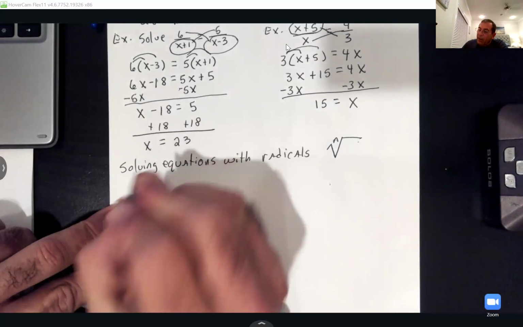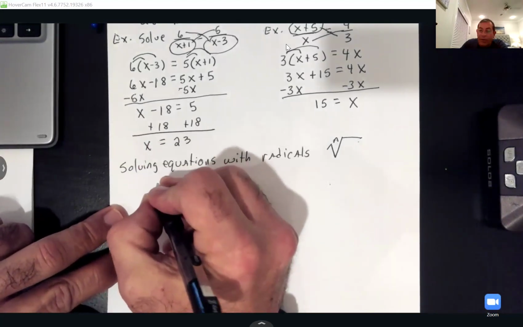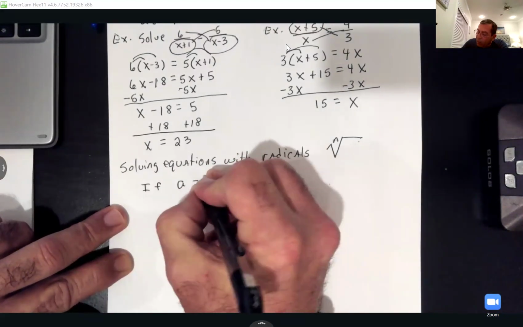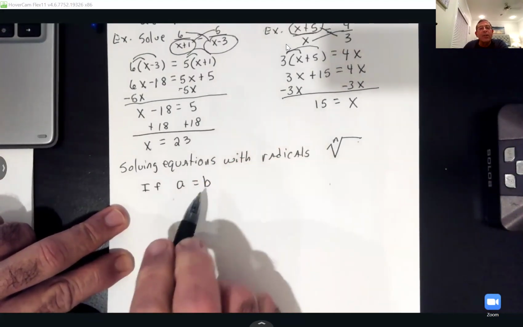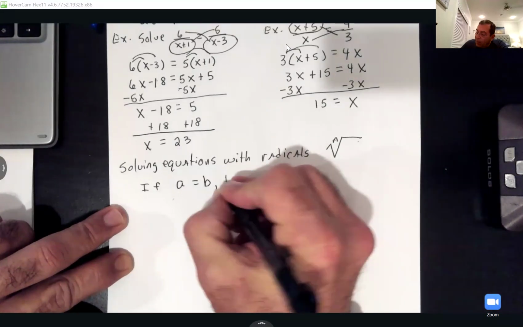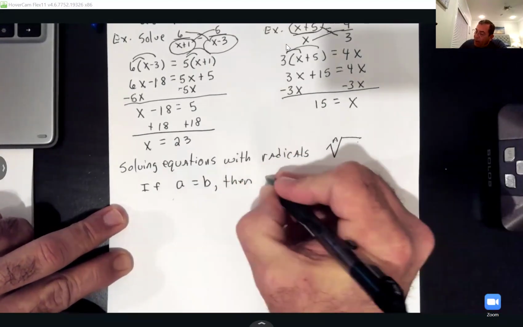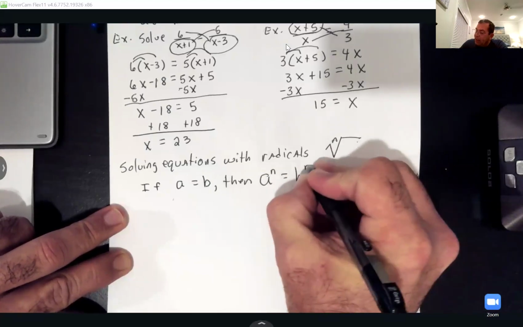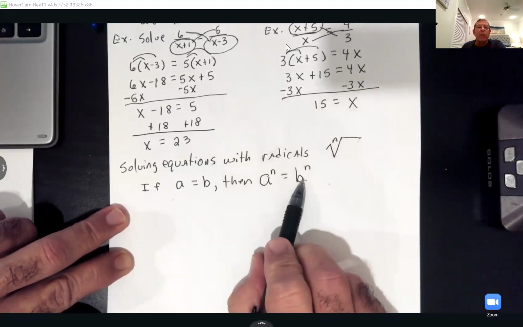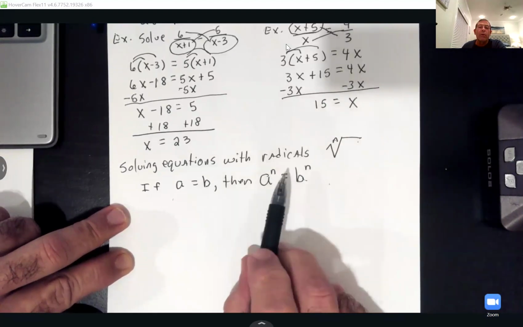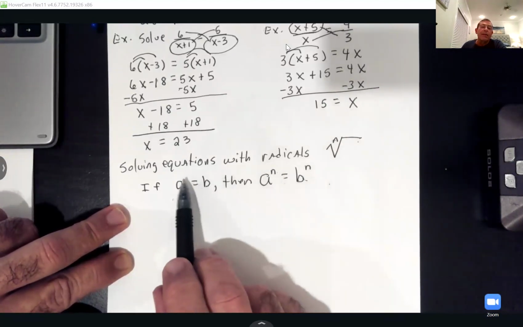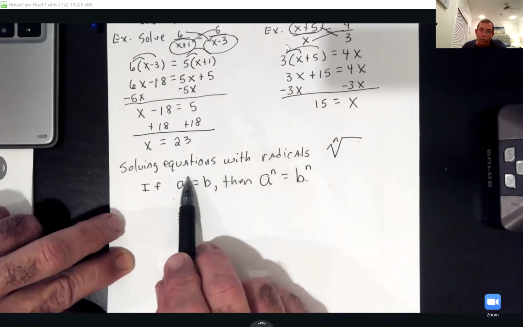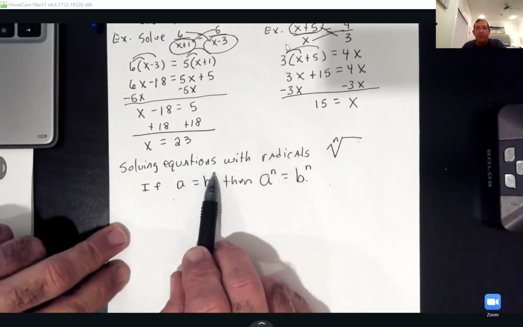So if I got two sides that are equal, so if A equals B, then I can raise both sides to the same exponent and they'll still be equal. So what that means is if I square one side, I square the other side. If I cube one side, I cube the other side.